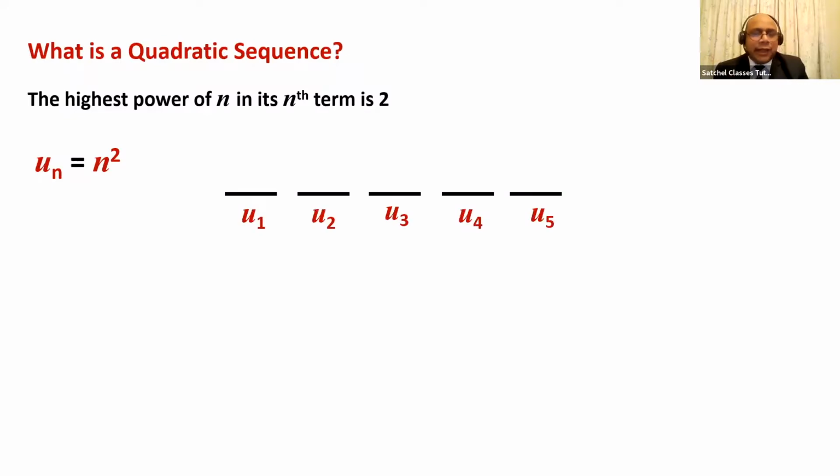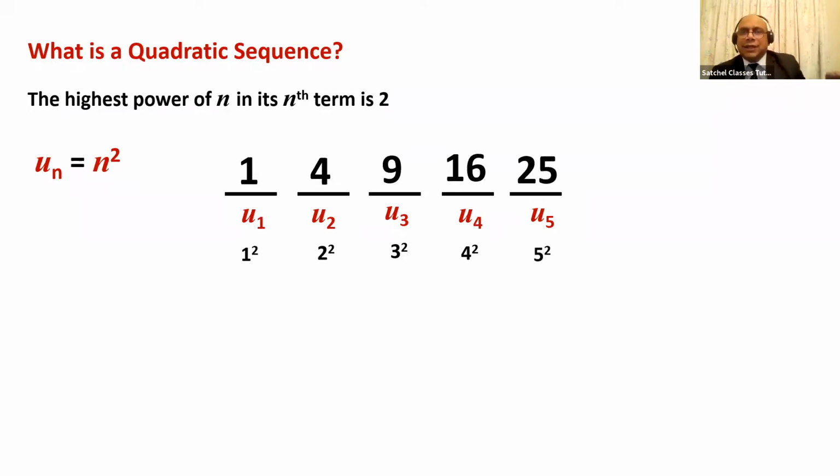For example, if I want to find the first term, all I need to do is find 1 squared, which is 1. The second term would be 2 squared, which is 4. Third term is 3 squared, 9. Fourth term is 4 squared, 16. And fifth term is 5 squared, 25. Well, that's how we derive the terms of a sequence whose nth term is given. The rule is given as n squared, right?